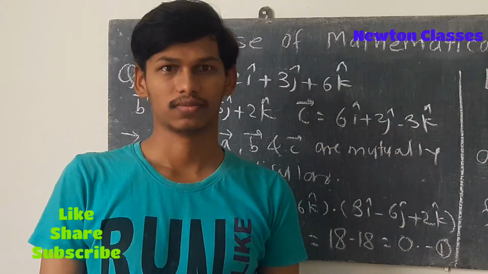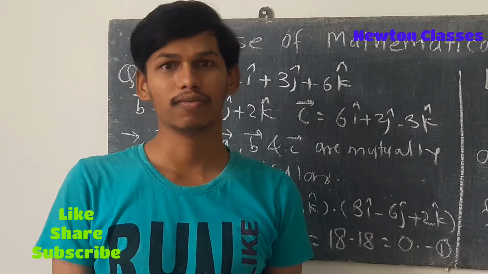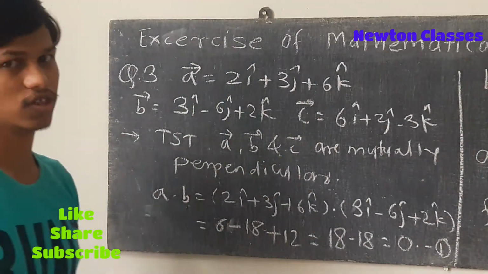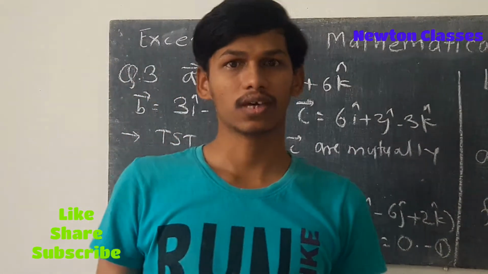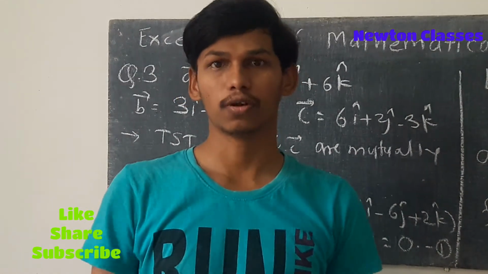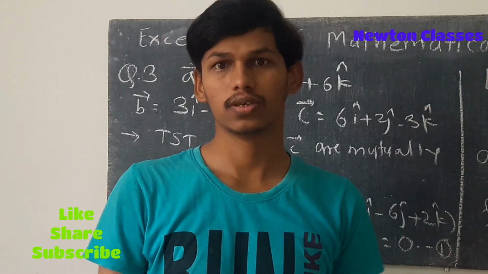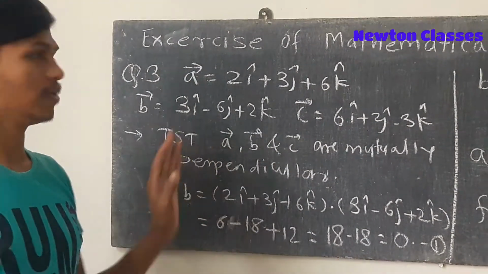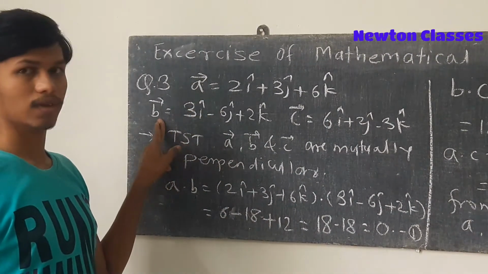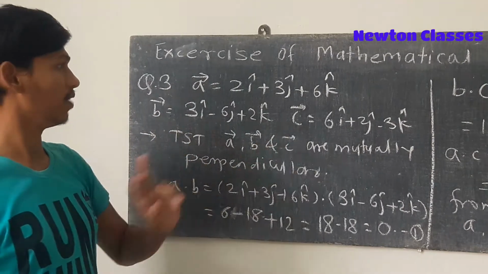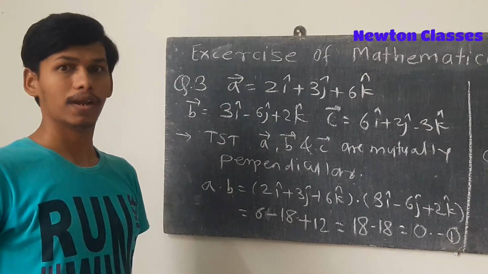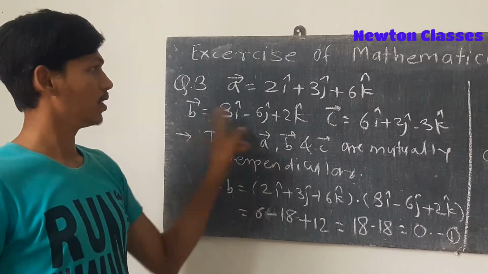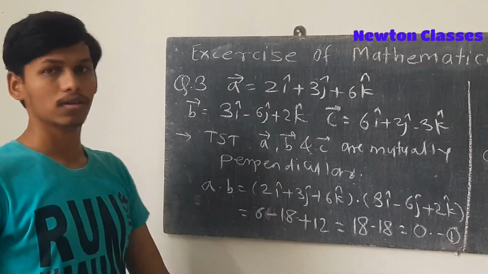In the next example, we have to show that vectors A bar, B bar and C bar are mutually perpendicular to each other. We know that if two vectors are perpendicular to each other, then their dot product or scalar product is equal to 0. Here we have to show that three vectors are mutually perpendicular, means we have to show that vectors A bar and B bar, vectors B and C, and vectors A and C are perpendicular to each other, means the dot products A dot B, B dot C and A dot C are equal to 0.